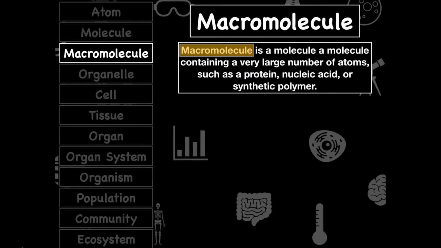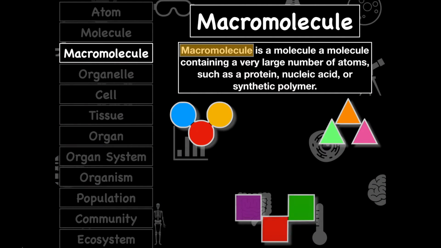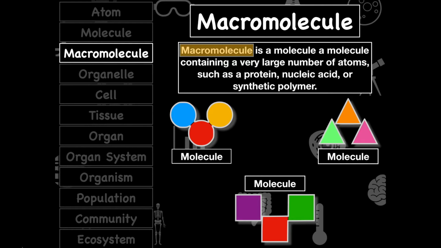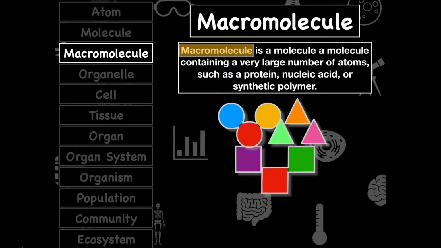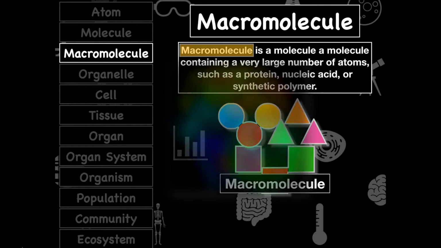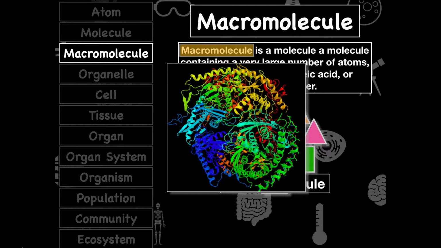And macromolecules are molecules that contain a very large number of atoms. So when we're thinking about this, we're thinking about proteins, nucleic acids, or synthetic polymers here. And each of these molecules is going to come together to form different units. So we're taking atoms, and then molecules, and then macromolecules to form larger units or larger systems within an organism. So an example of a macromolecule is something like a protein. And these proteins are going to form together to form organelles, cells, tissues, etc.